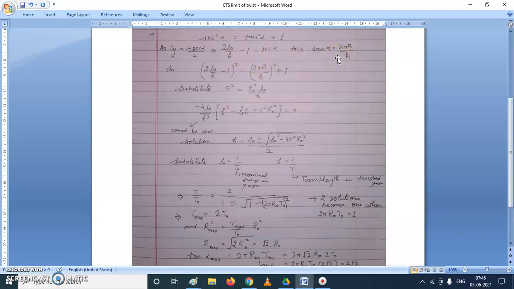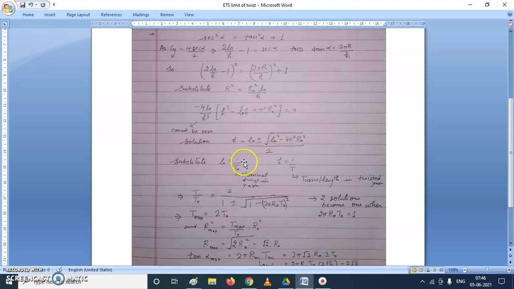And tan alpha we have already studied is equal to 2 pi R upon H. This is in the idealized helical geometry, first lecture we have studied. Now we'll substitute these two values, sec alpha and tan alpha, in this trigonometric identity, and we'll get one quadratic equation in terms of H. And substitute this also, R square is equal to R0 square L0 upon H. Now we'll get this equation, and this common term cannot be 0. So we'll set this equation to 0 and try to find the value of H, which is L0 plus minus under root L0 square minus 4 pi square R0 square, upon 2.